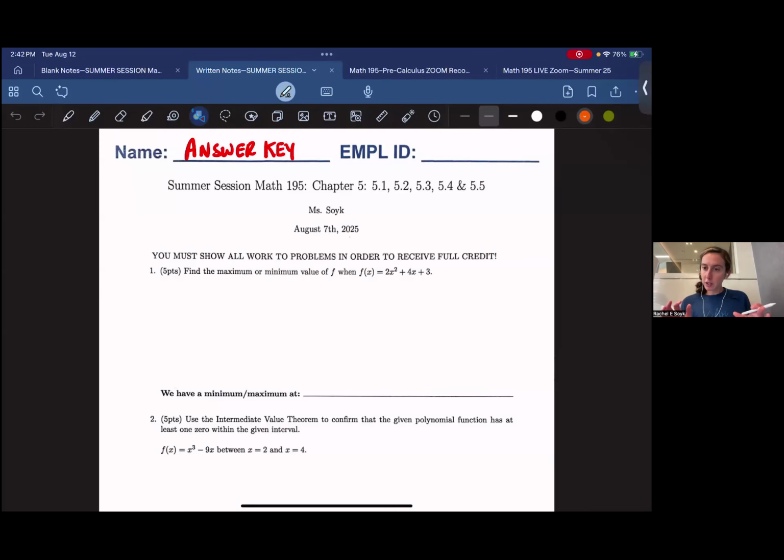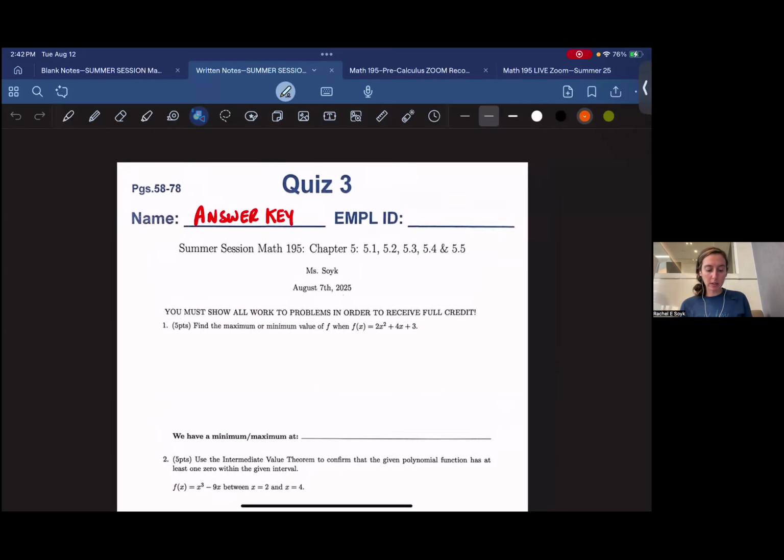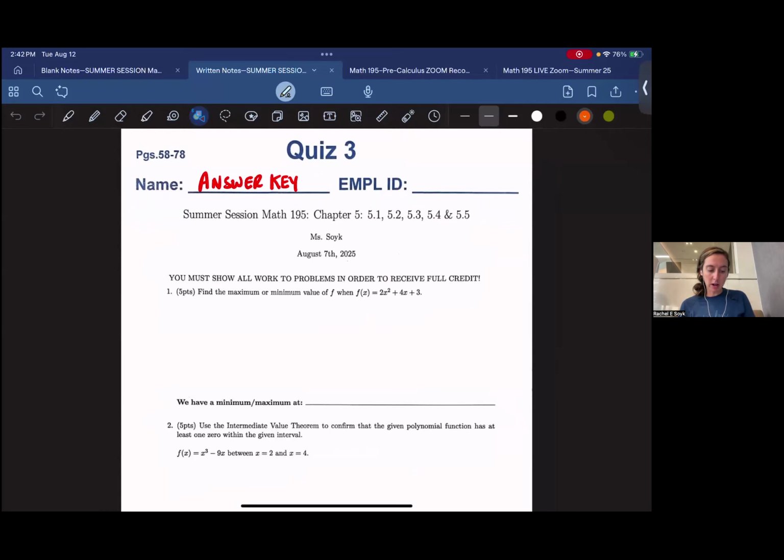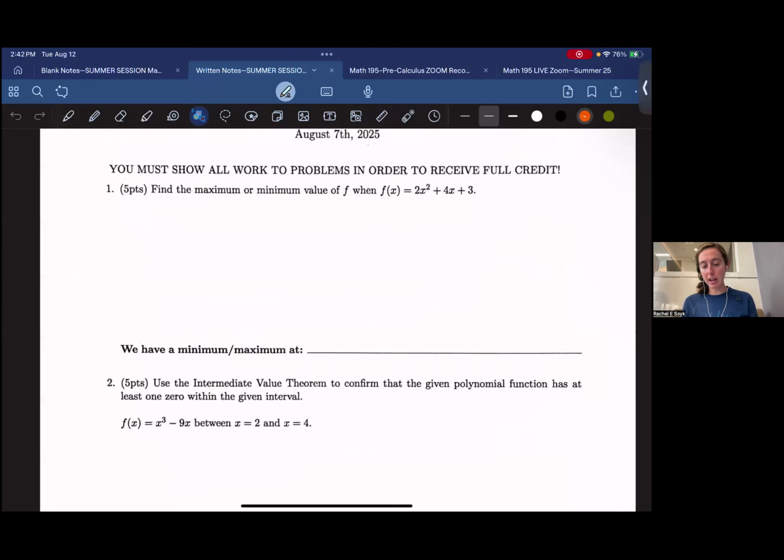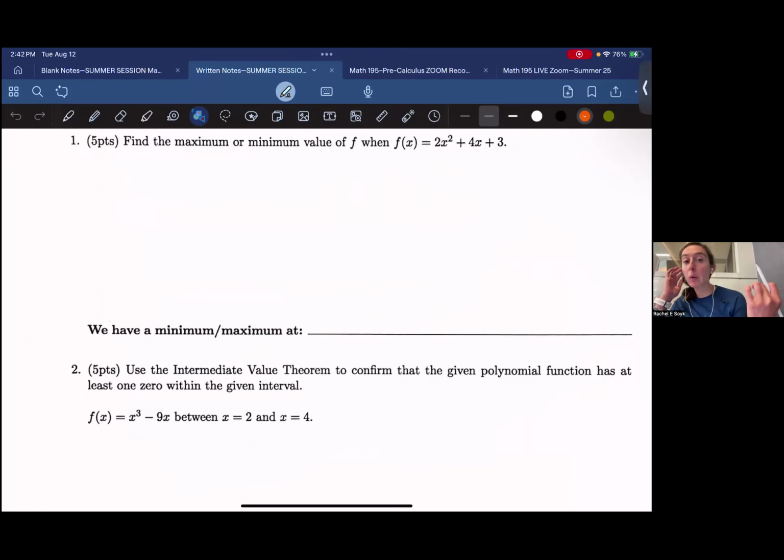This is going to be a very short video on going over our quiz 3 that you guys took last week. So only 4 questions. First one, we're just asked to find the maximum or the minimum value of f, and we're looking at this quadratic function. Anytime you're asked to find max or min, think vertex, think axis of symmetry.